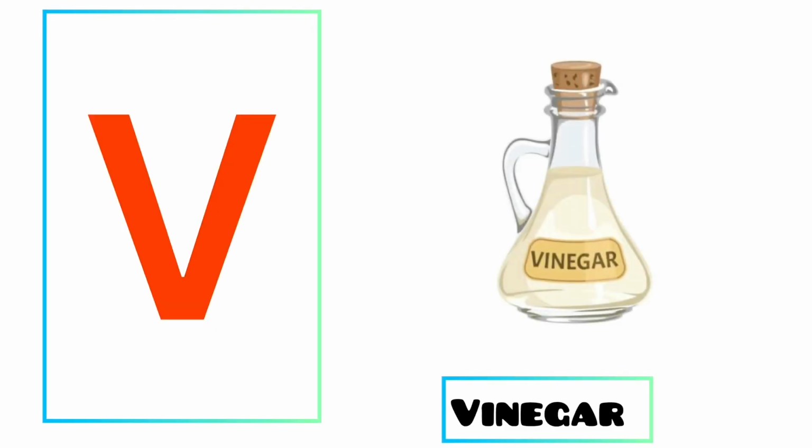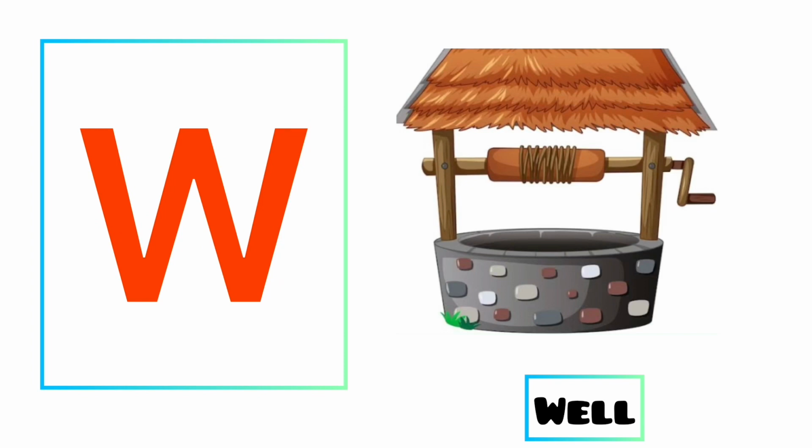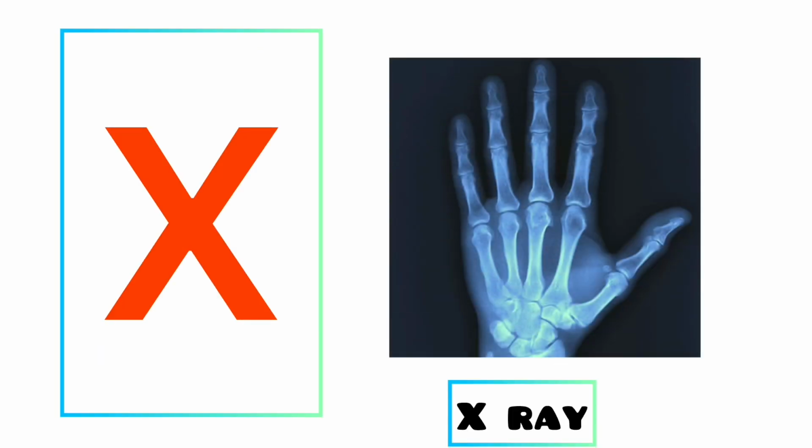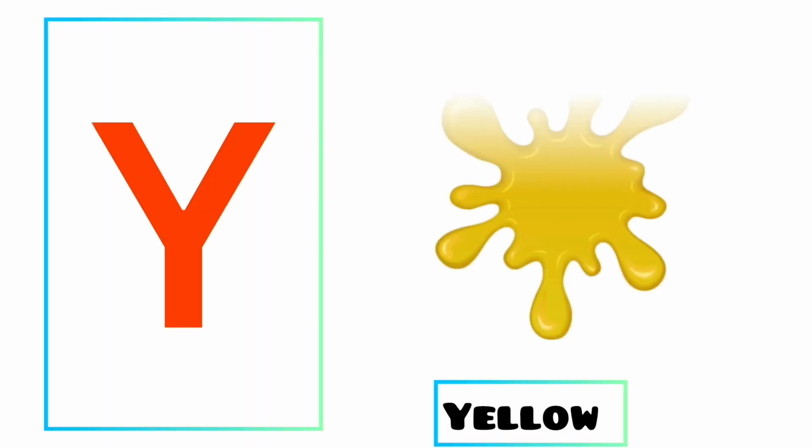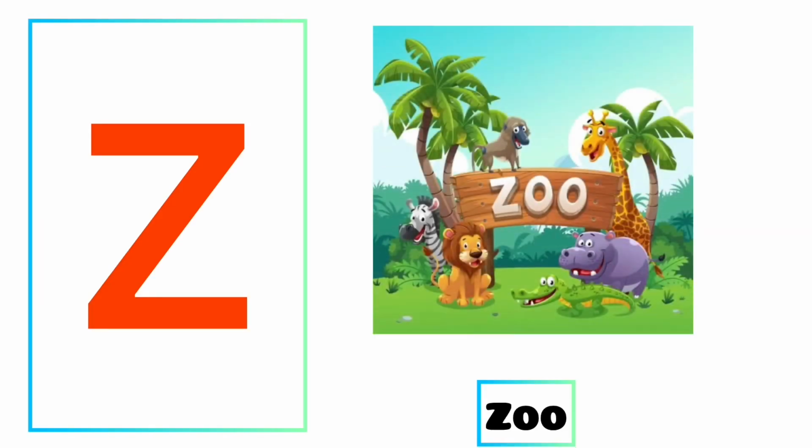V for vinegar. W for well. X for X-ray. Y for yellow. Z for zoo.